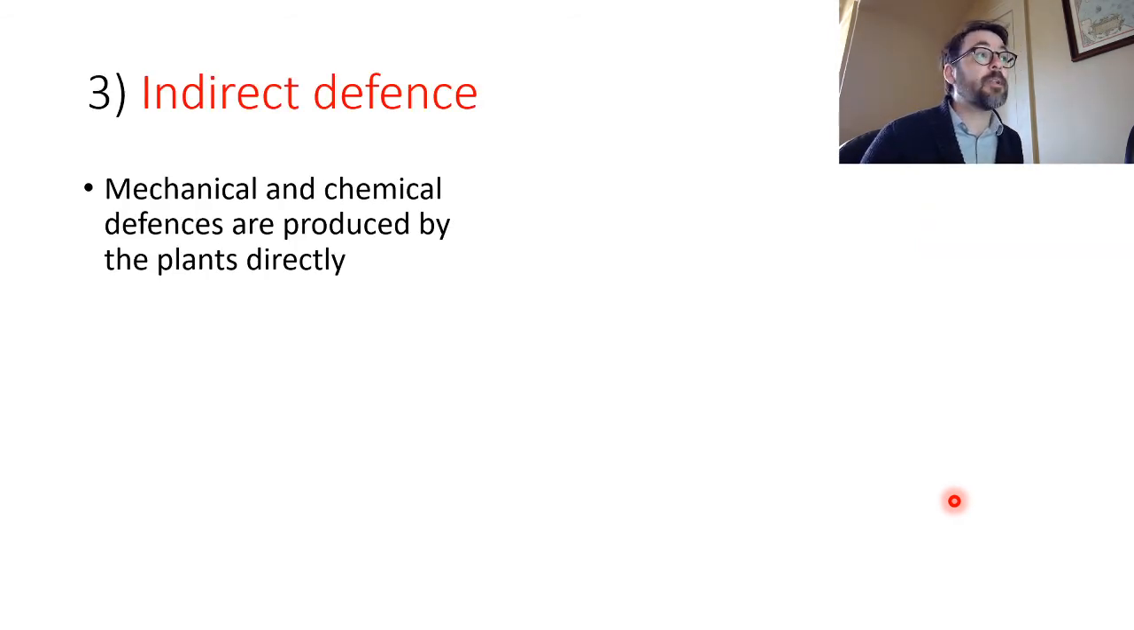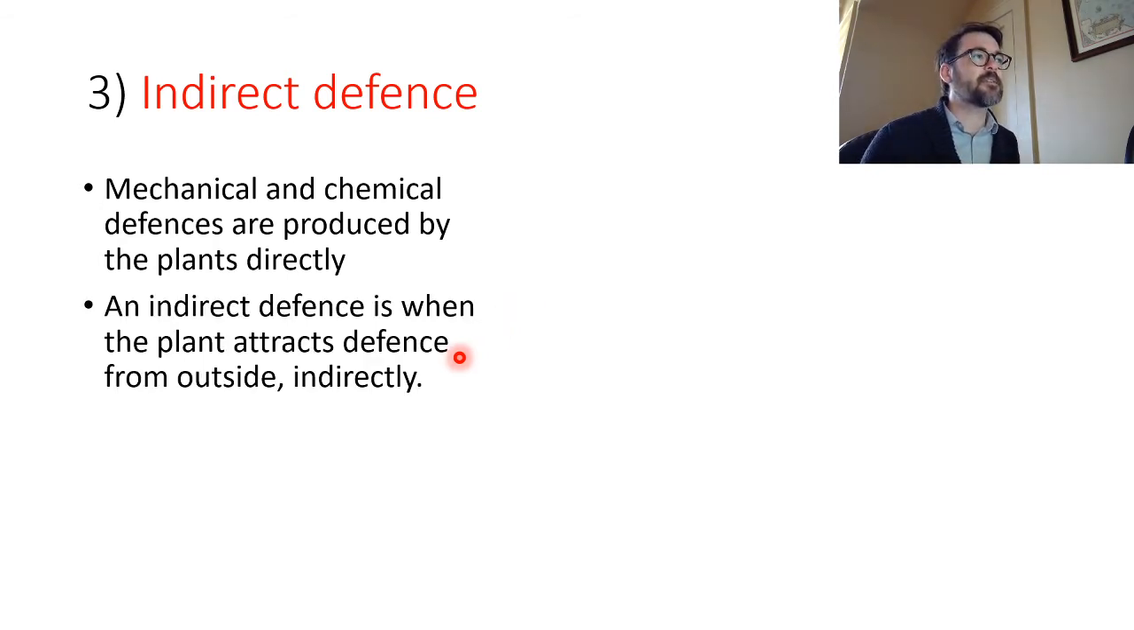I want to talk now about indirect defenses, the third form of individual level defense. So the reason it's called indirect, right, is that mechanical and chemical defenses that we just talked about are clearly direct. The plants are directly forming those defenses. It's up to the plant to do it. The indirect defenses are when the plant actually attracts defense from outside. Therefore, it's not directly caused by the plant, or it's indirect.